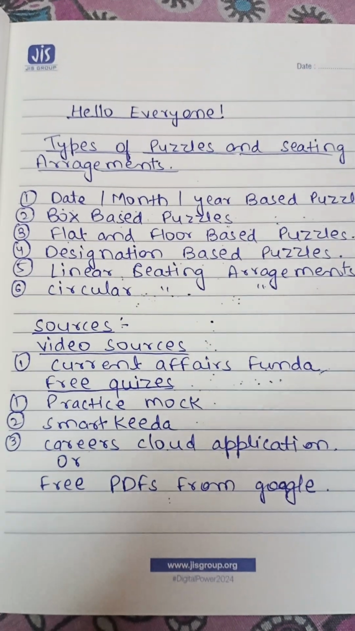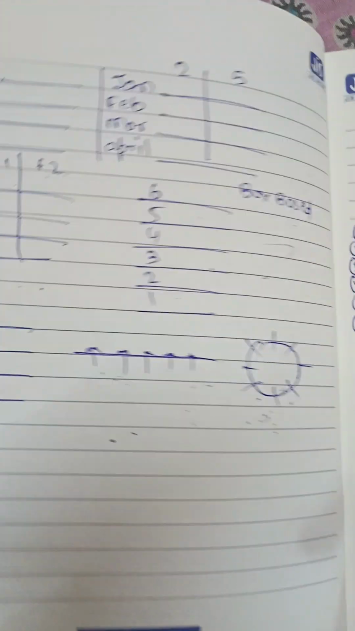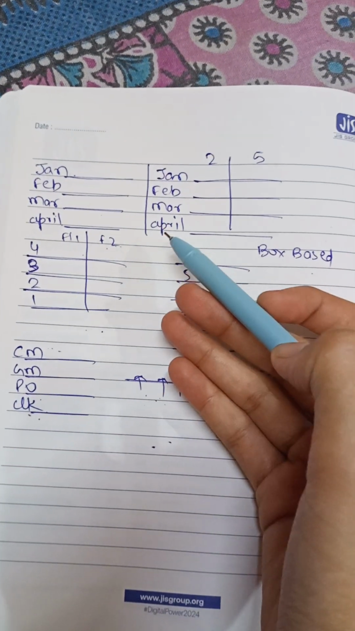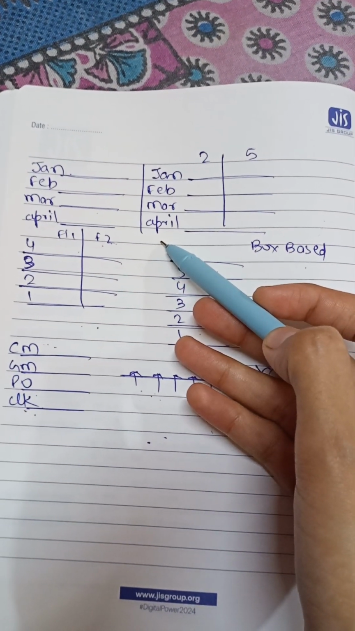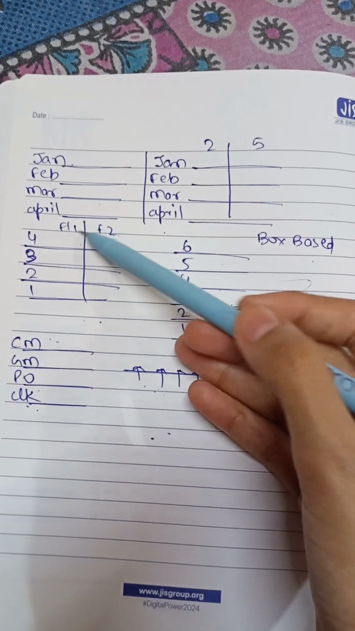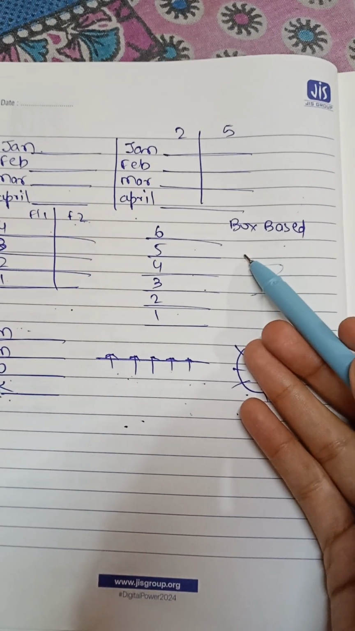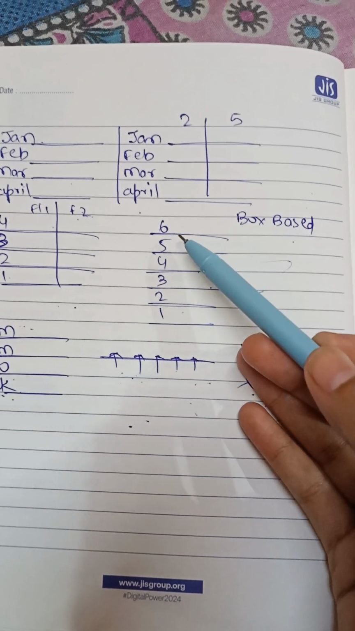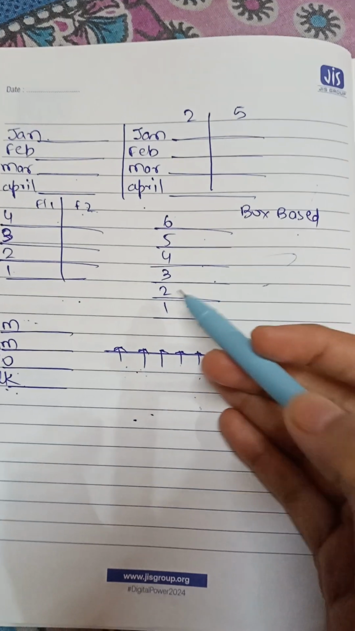So let me first give you the examples. Like you can see, these are the month based puzzles, and this is month with date based puzzles, and this is flat and floor based puzzles where floors are given and flats are mentioned, and this is box based puzzles in which you will be given 6 or 8 boxes and you have to arrange in this manner.